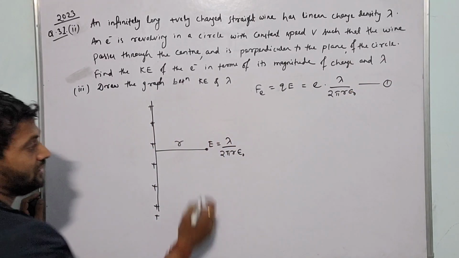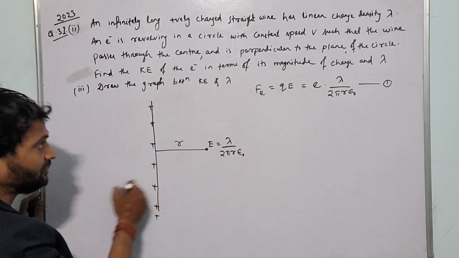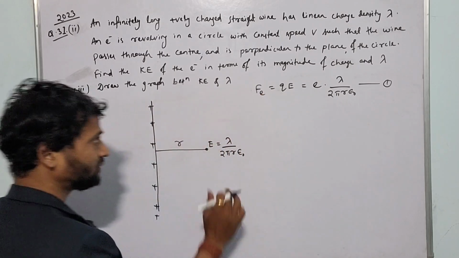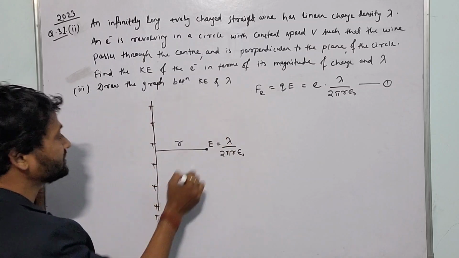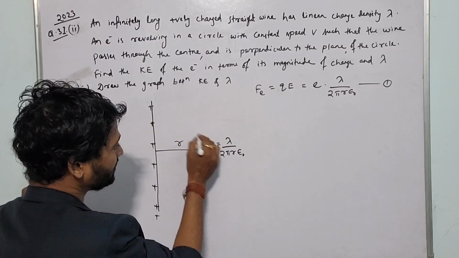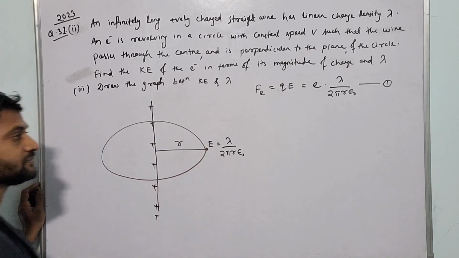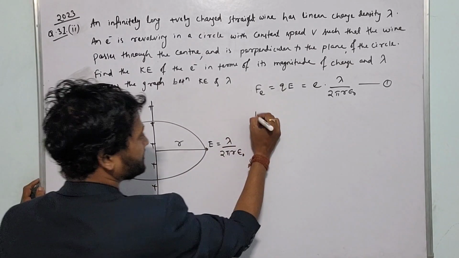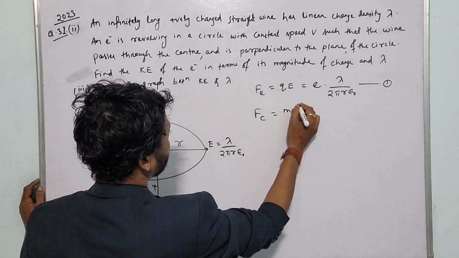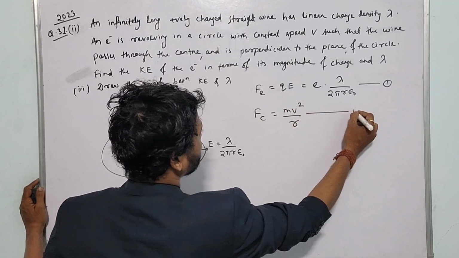So now a centripetal force will be developed due to that electrostatic force. The electrostatic force will produce a centripetal force, right? So centripetal force is mv square upon r. This is equation number 2.